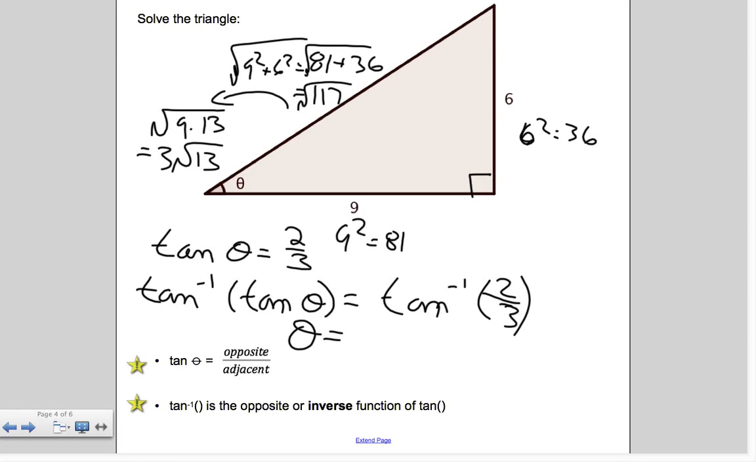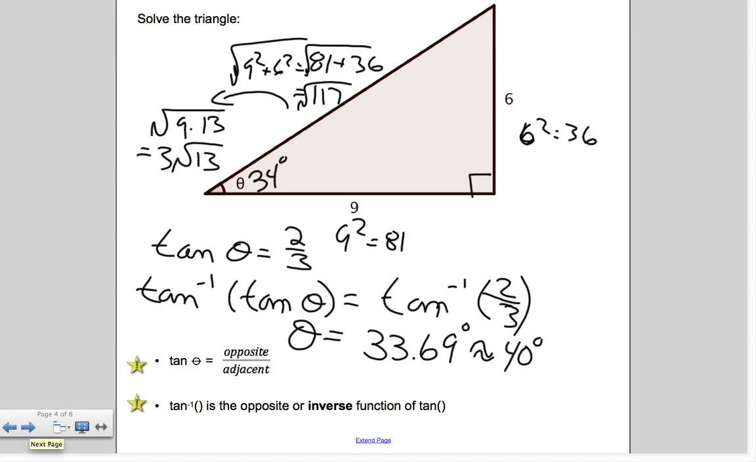34 what? 33.6. So is it like 34? So we'll say 34 degrees. That's 33.69. What is it? 33.96? 69. So what is it? This is the solve.